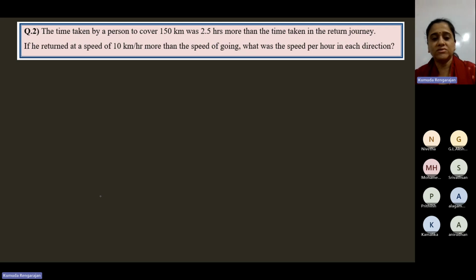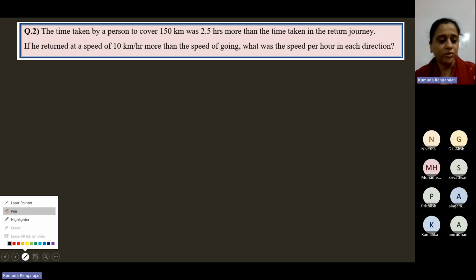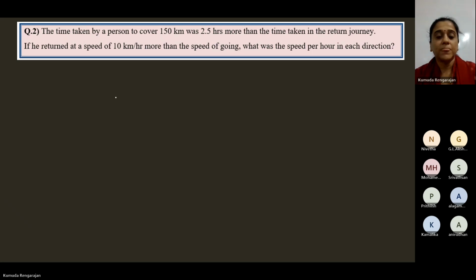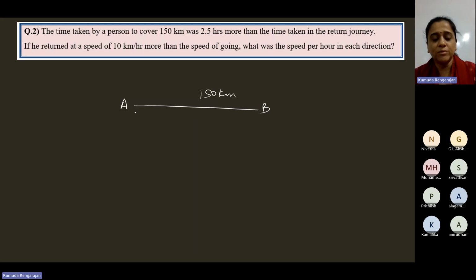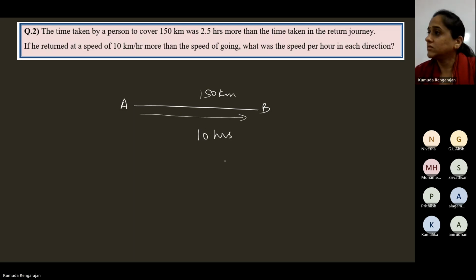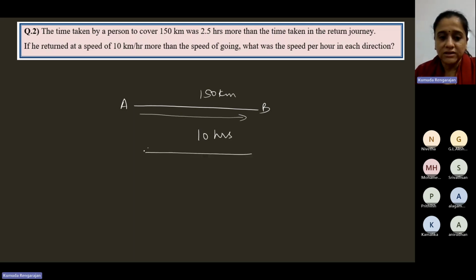So supposing the two places are A and B. A to B, the distance is 150 kilometers. So he starts from A and he covers this distance of 150 kilometers, say in 10 hours. Return journey, he covers the same distance in 7.5 hours.